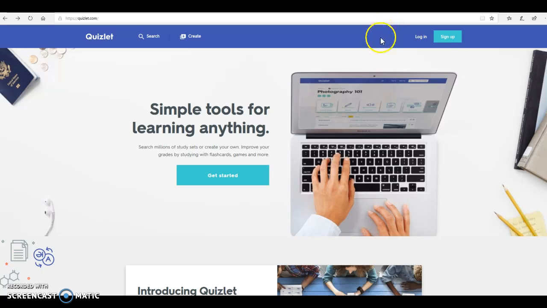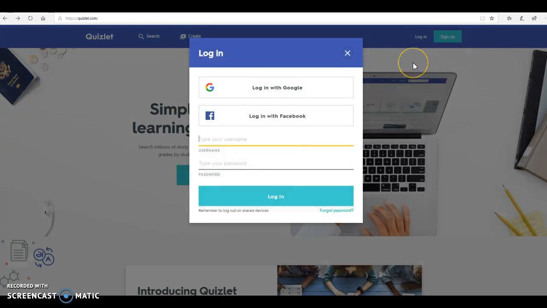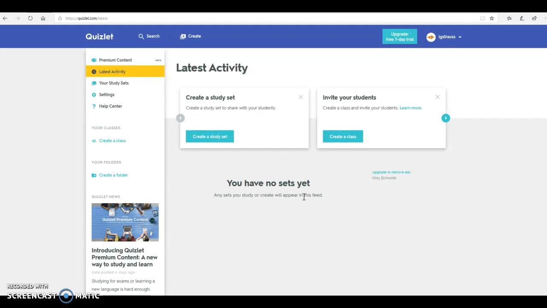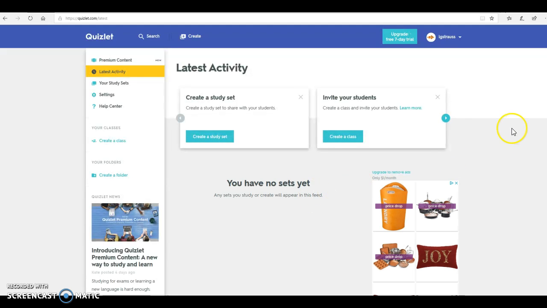I have encouraged all of my students to go ahead and create an account for this. I have created an account as well, and that is probably the easiest way, I think, that allows all of us to participate in the creation of Quizlet study sets. It allows me to create a class that I can invite the students into. It allows them to access folders as well.